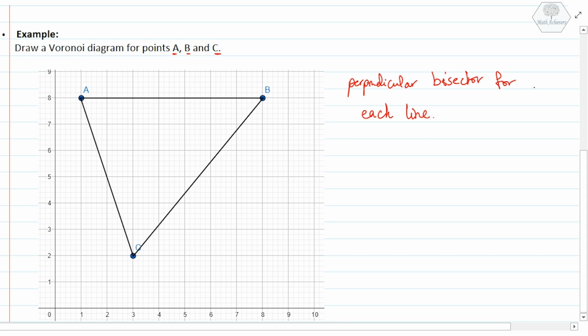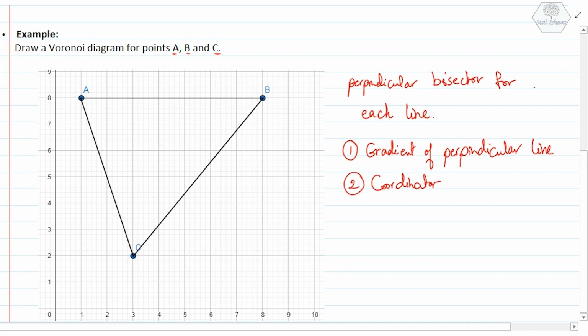To find the perpendicular bisector, the first thing I have to find is the gradient of the perpendicular line, which means I need to flip the gradient and change the sign. And I need to find the coordinates of the midpoint, because my perpendicular bisector must pass through the midpoint.